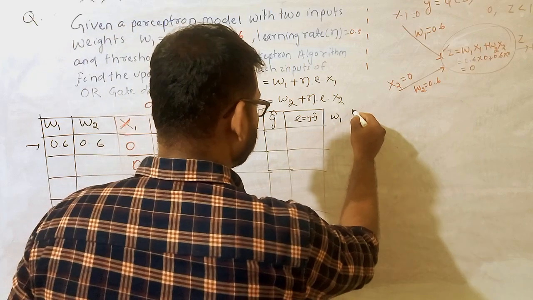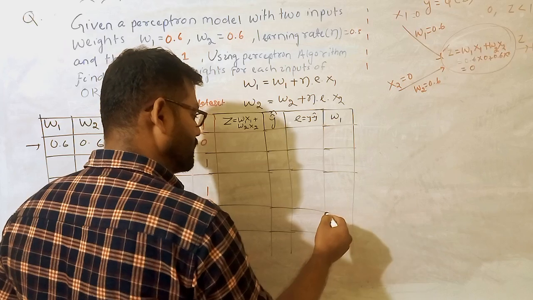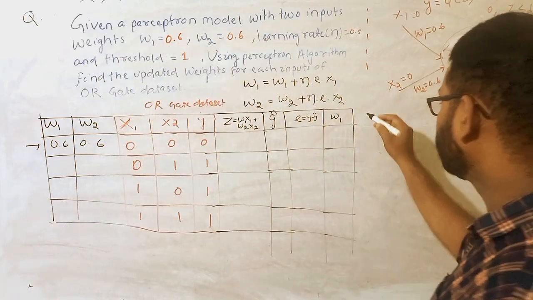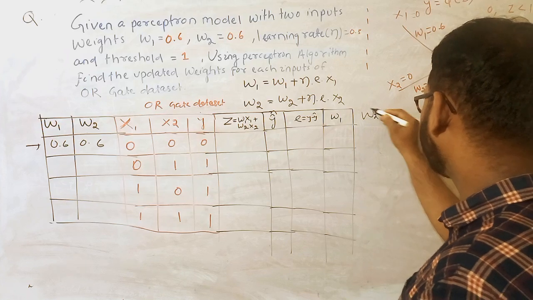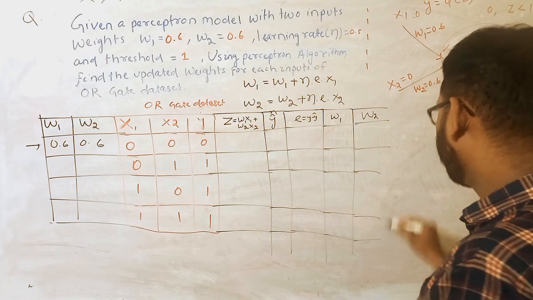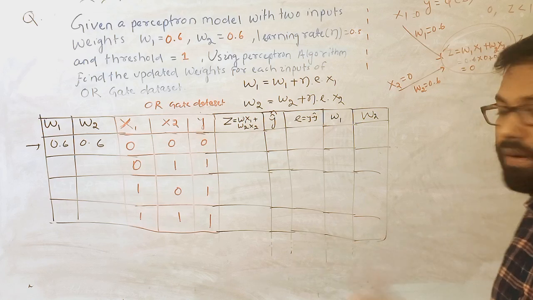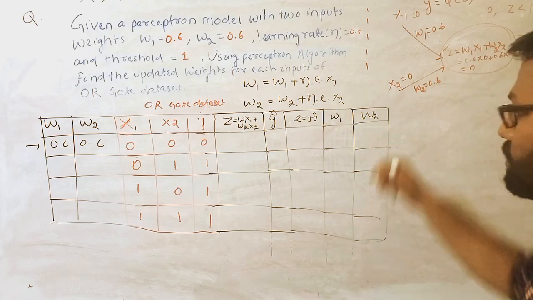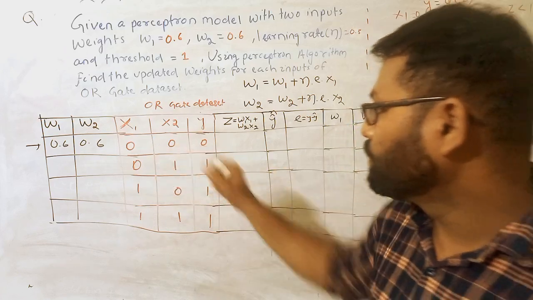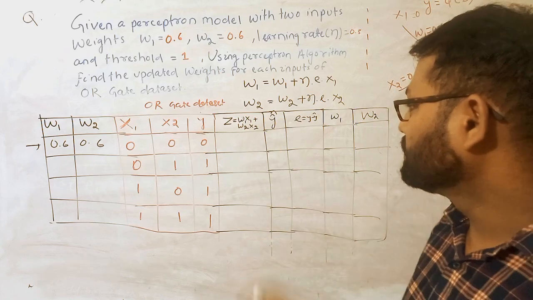Okay, so you can write here all the things. In one table we can maintain all the things. So here the W2. Okay, now this table is enough to compute for one epoch. So now you see, the initial value of W1 W2 is 0.6, 0.6. Input X1 X2 is given, its corresponding output is given, and what is the Z value?